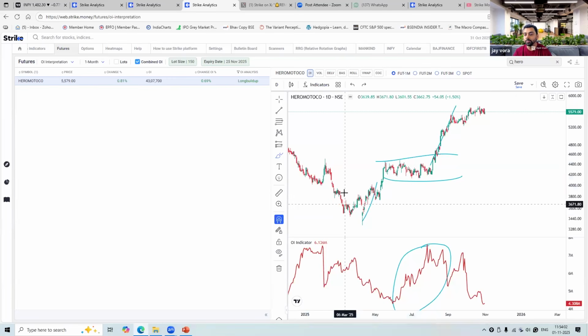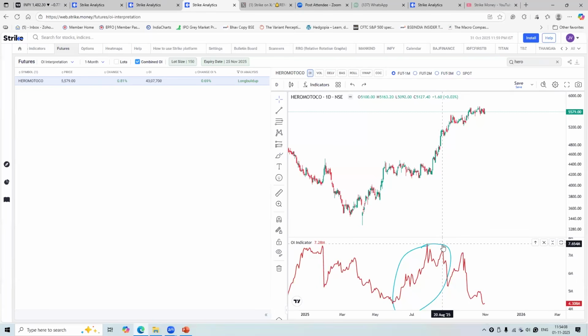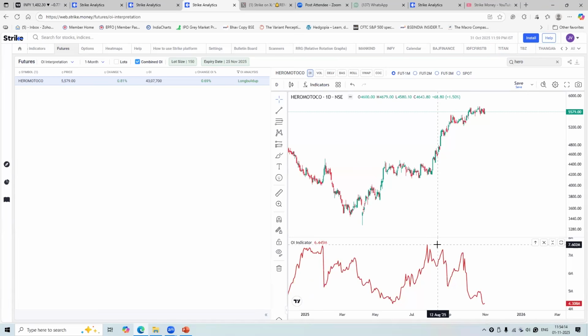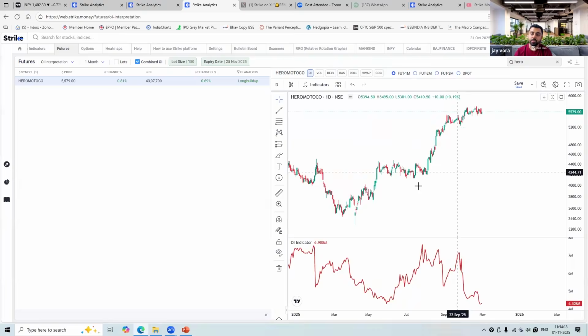If you get the confirmation that people had actually shorted over here, then nothing like it. Then it will increase my conviction even higher. So at this point of time, the OI is very low, massively low, so now I have to be very careful and I have to see which way the trend picks up.